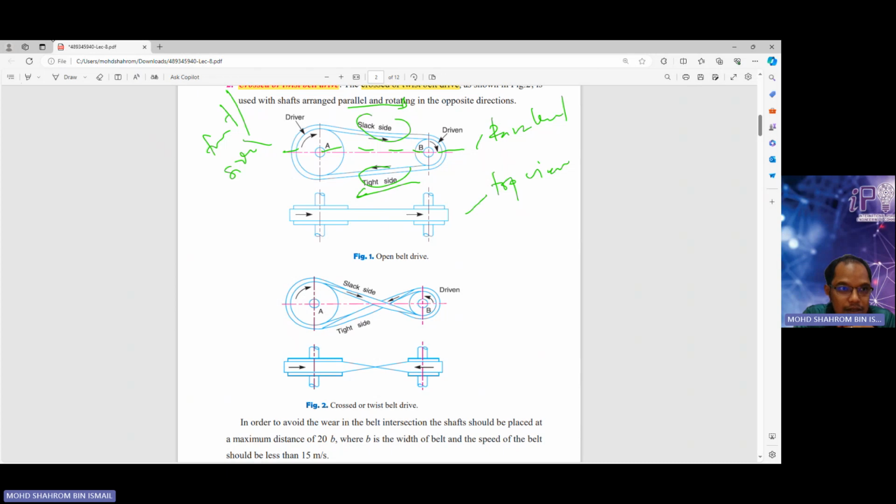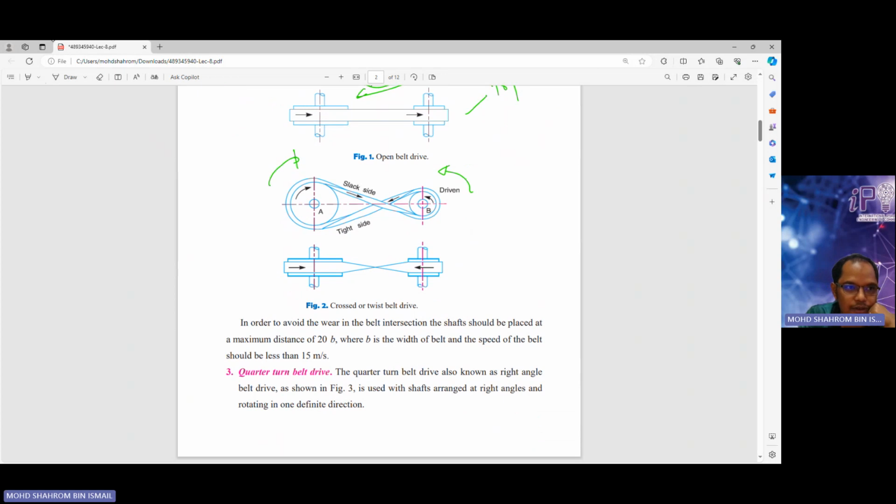If you can see clearly here, the rotation is mostly following the clockwise direction. While for this case, the cross or twist belt drive, for pulley A it follows the clockwise, while pulley B follows anti-clockwise. So this is the sort of arrangement where this flat type of belt can be arranged to serve the purpose of the application.